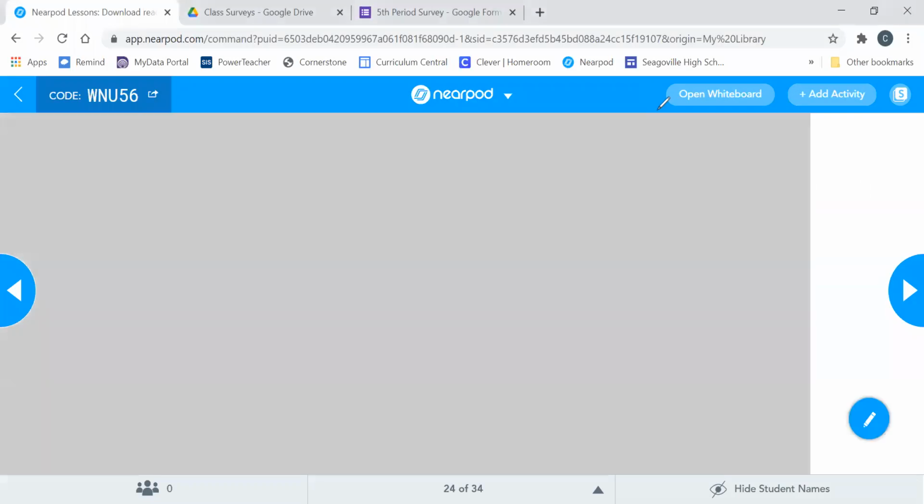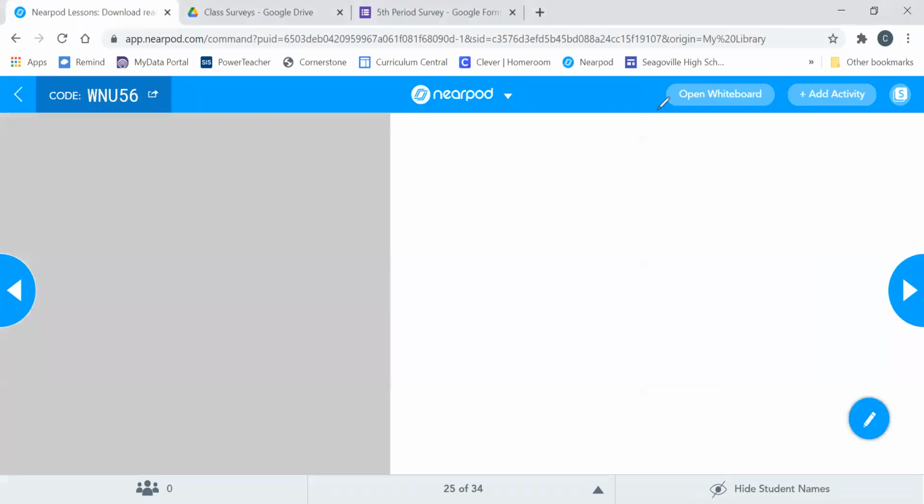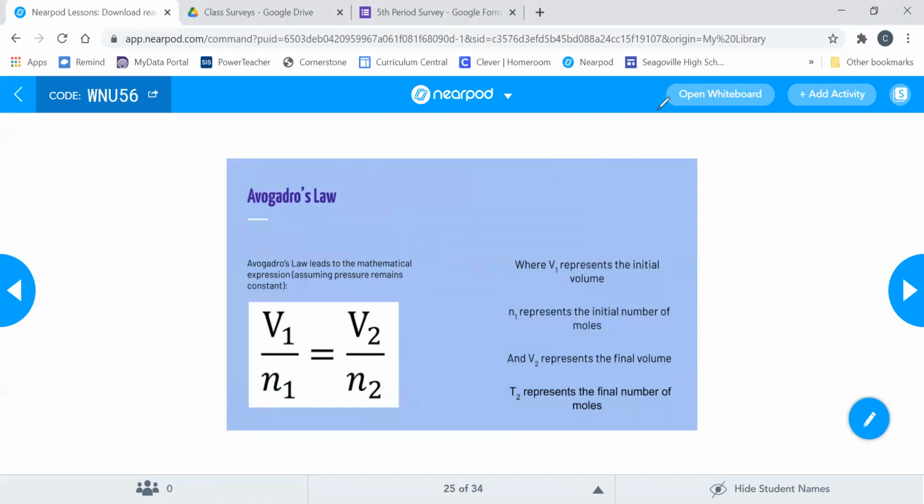Next. This is just another example. We really didn't go over this that much, but this is Avogadro's law. If you guys remember Avogadro's number, it's a really big number. That's 6.022 times 10 to the 23. It's a really big number. And that always has something to do with moles.